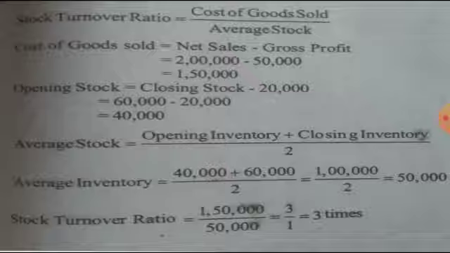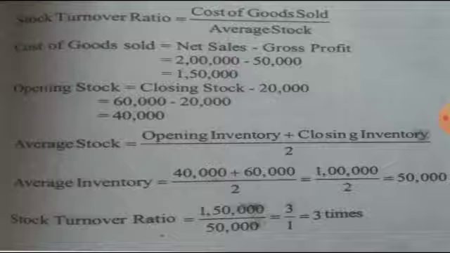Now here, the stock turnover ratio is equal to cost of goods sold divided by average stock. So the cost of goods sold is equal to net sales minus gross profit. The net sales, which is already given as 2 lakhs, minus the gross profit, which is given as 50,000. So 2 lakhs minus 50,000 is equal to 1 lakh 50,000. So we have to find out the opening stock as it is not given directly. So opening stock is equal to closing stock minus 20,000. So 60,000 minus 20,000 is equal to 40,000.